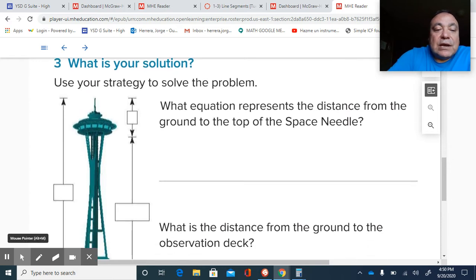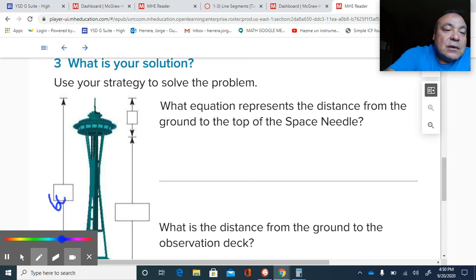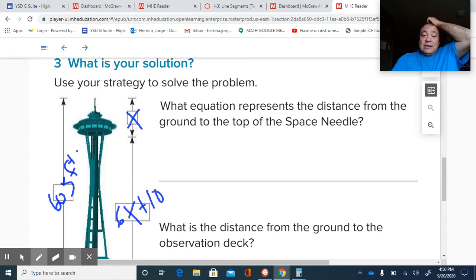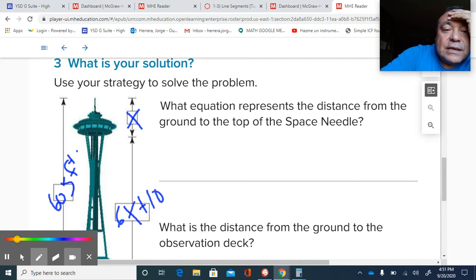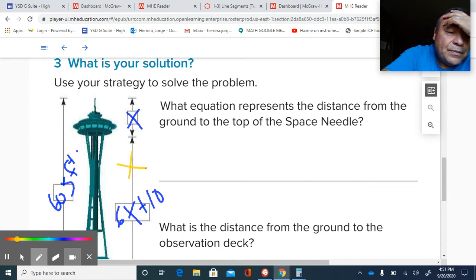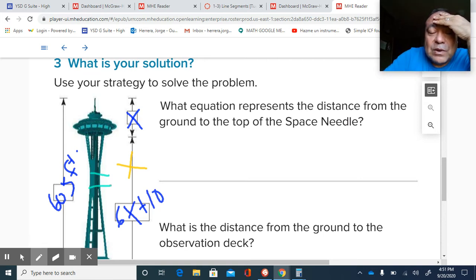Okay, so our strategy here, guys, with this in mind, is to say, well, this is 605 feet. And this is the big x that we don't know. That's the distance that we don't know. But we know that this is 6x plus 10 because it was given to us. So therefore, guys, let's do some algebra. We know that x plus 6x plus 10 has to equal 605.